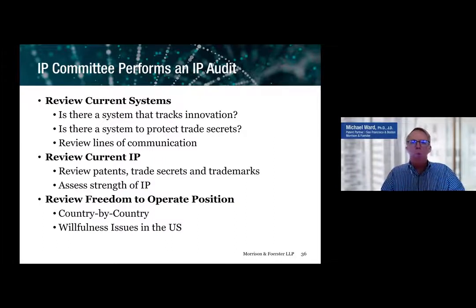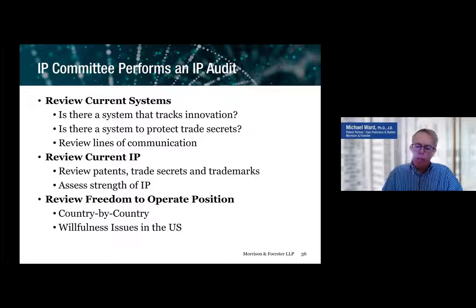You need to review your current systems. Do you have systems within the company that track innovation? Do you know the improvements that are happening within the technology? How is that information recorded? How is that information kept, right? Is there a system within the company to protect trade secrets? Mark Whitaker is going to talk in a later class all about trade secrets and how to protect these. But it's essential that your company has a system that you can point to.